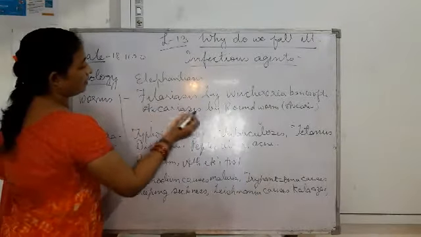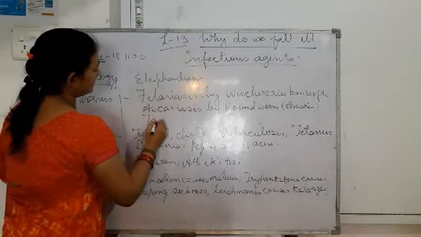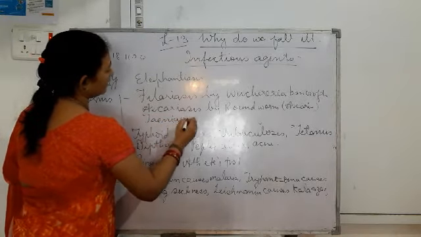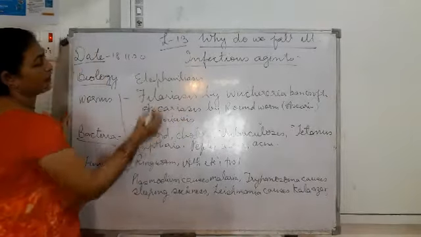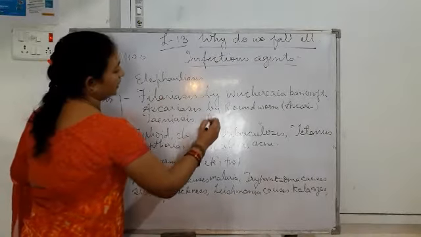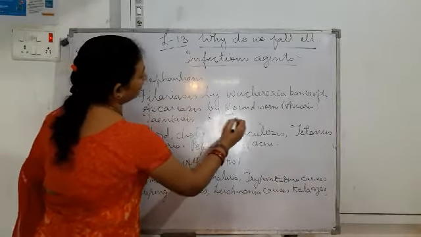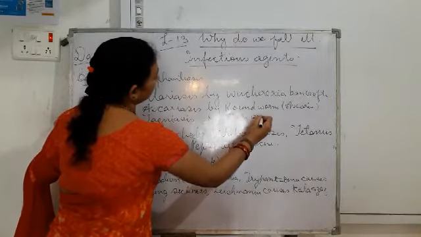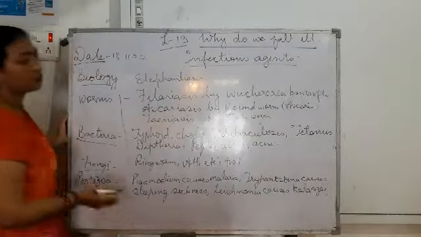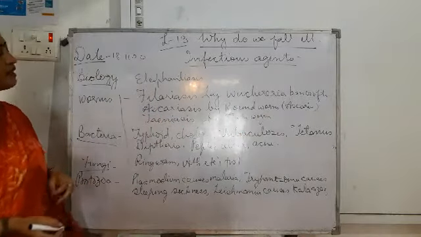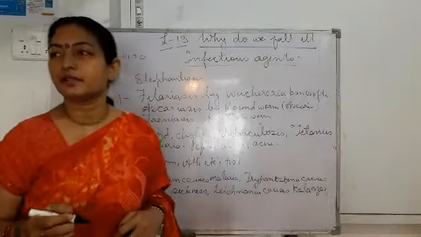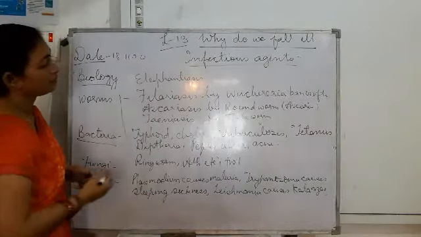Then you have taeniasis. Taeniasis is the name of the disease. Ascaris is the name of the disease. Filariasis is the name of the disease. It is caused by tapeworm. When uncooked pork is eaten, then taeniasis may occur. That is caused due to tapeworm.